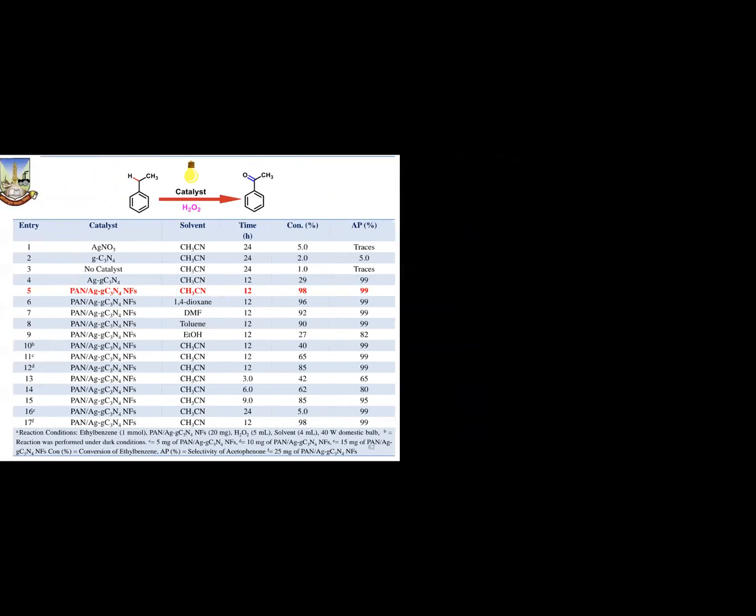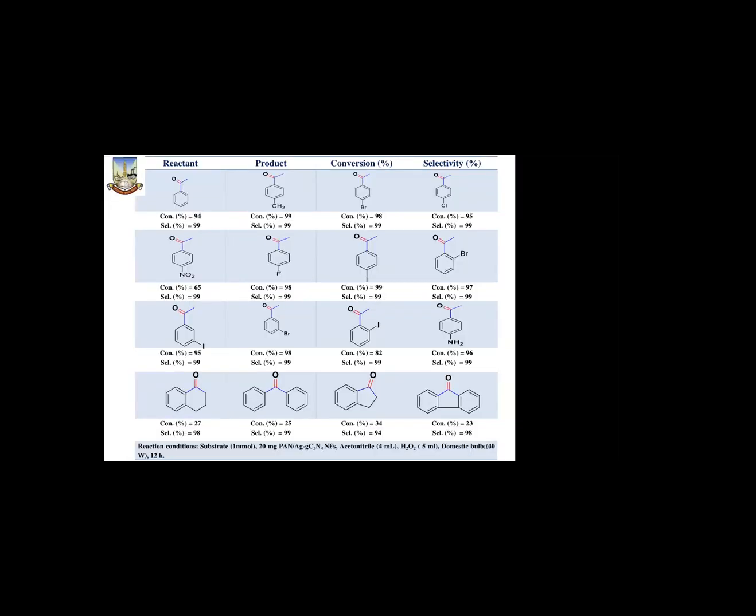These are the different derivatives whose conversion we have done, ethylbenzene to acetophenone. Selectivity is 99%. In maximum cases, the selectivity is 99%. If you look into this product, 99% to 98% selectivity is there. Conversion is from 94 to 99%.